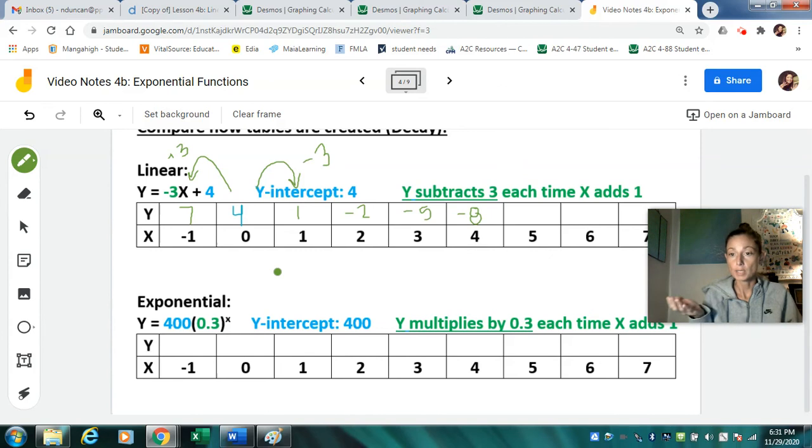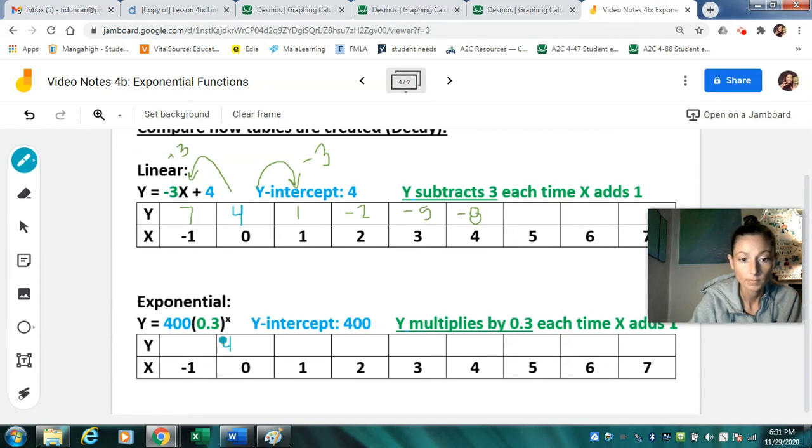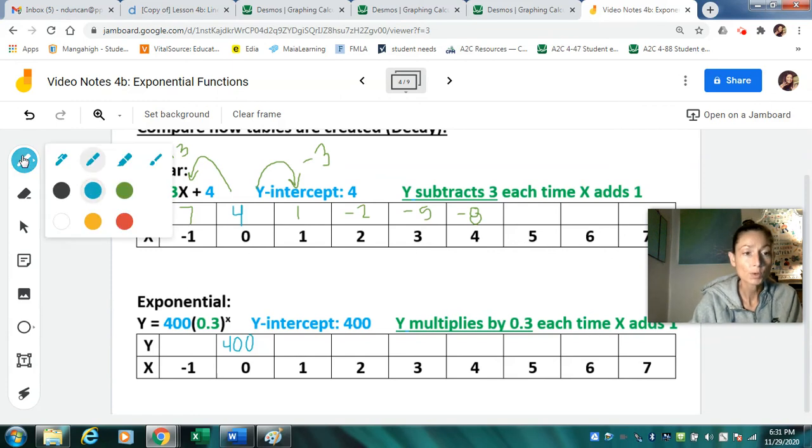So for an exponential table, we're going to have a similar idea. In this one, I have 400 as my starting value. The reason I chose a big number is because these decrease so quickly that you want to have a bigger starting number so that you can see what it looks like. And then we're multiplying by 0.3.